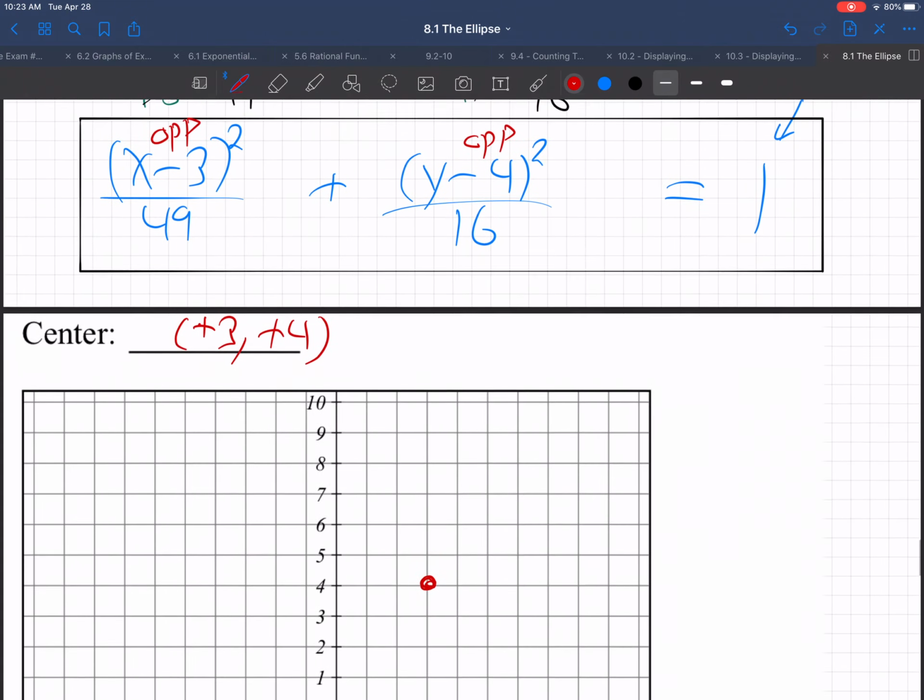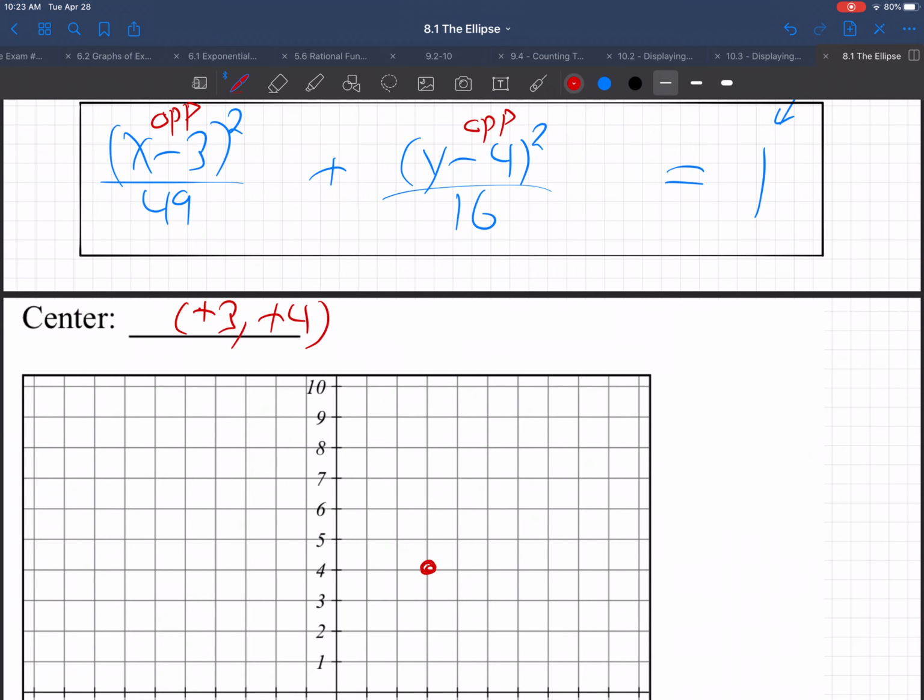And they want us to graph it. How are we going to graph it? Remember, what's underneath x, you can write that as 7 squared. What's underneath y, 4 squared. So whatever's underneath x is always right, left. So go right and left 7. Right there. See how I went right 7? 1, 2, 3, 4, 5, 6, 7. Do the same thing in the other direction. 1, 2, 3, 4, 5, 6, 7. So there's going to be the other dot. Right there. Right and left 7.